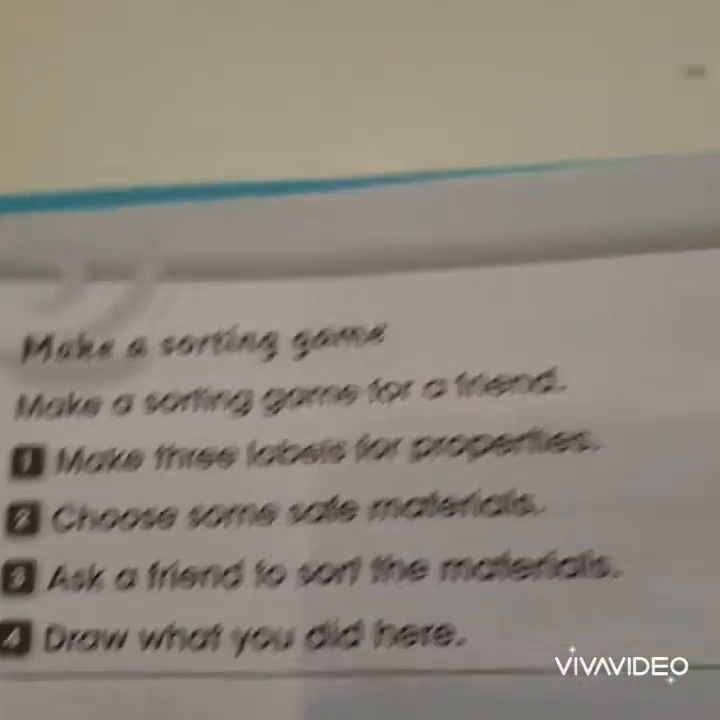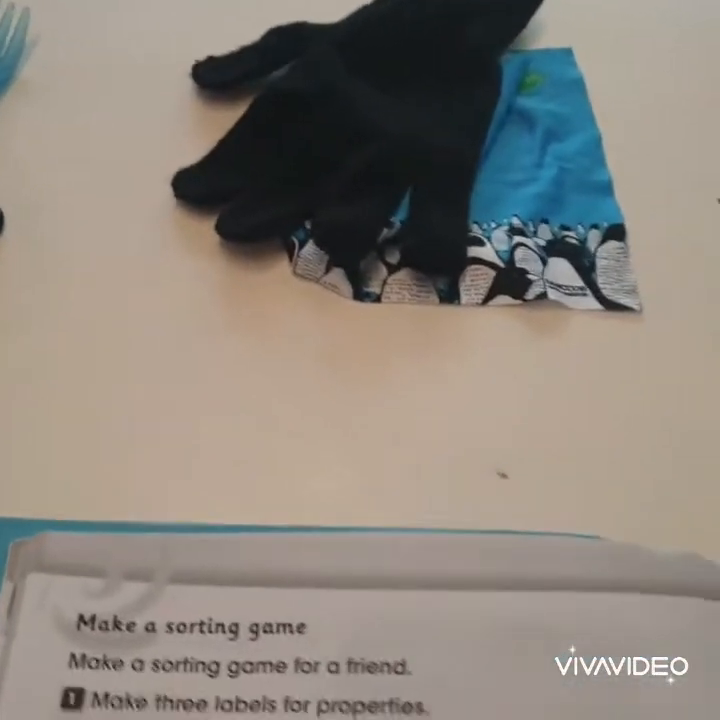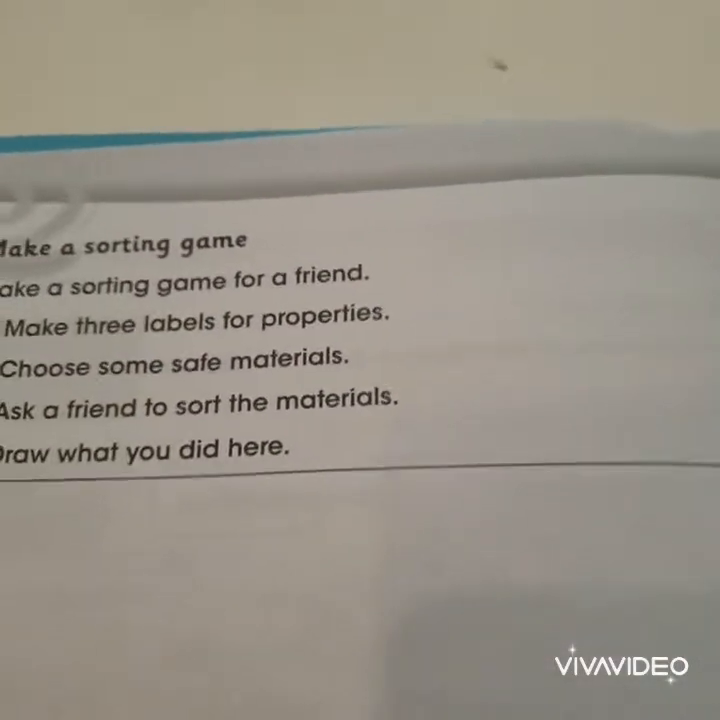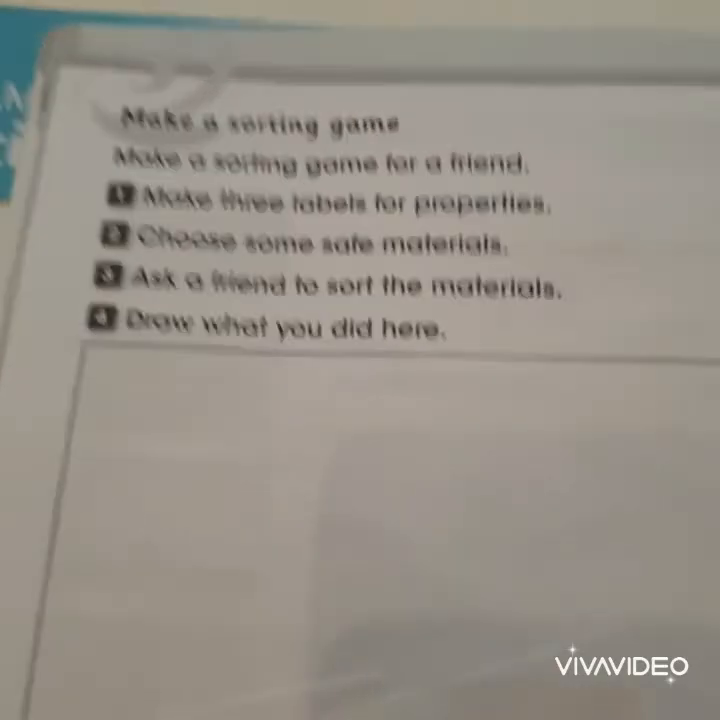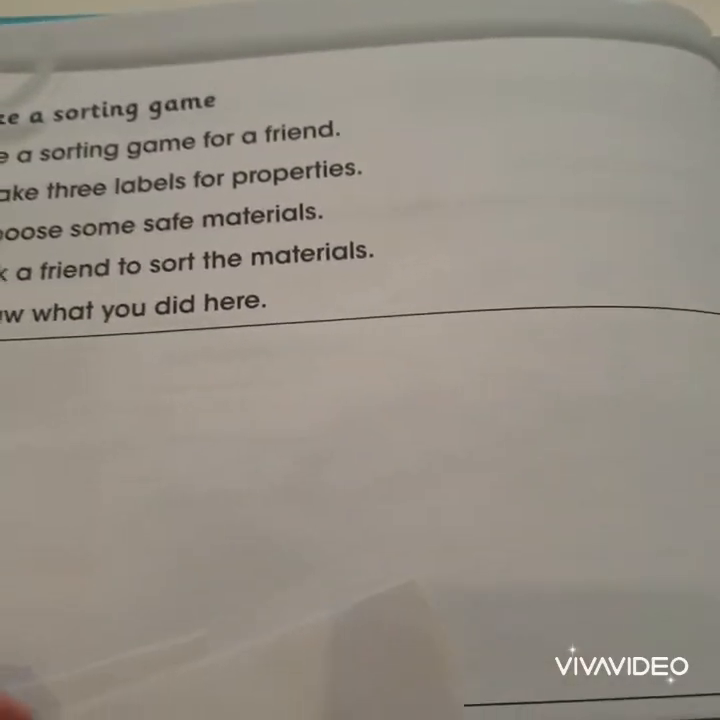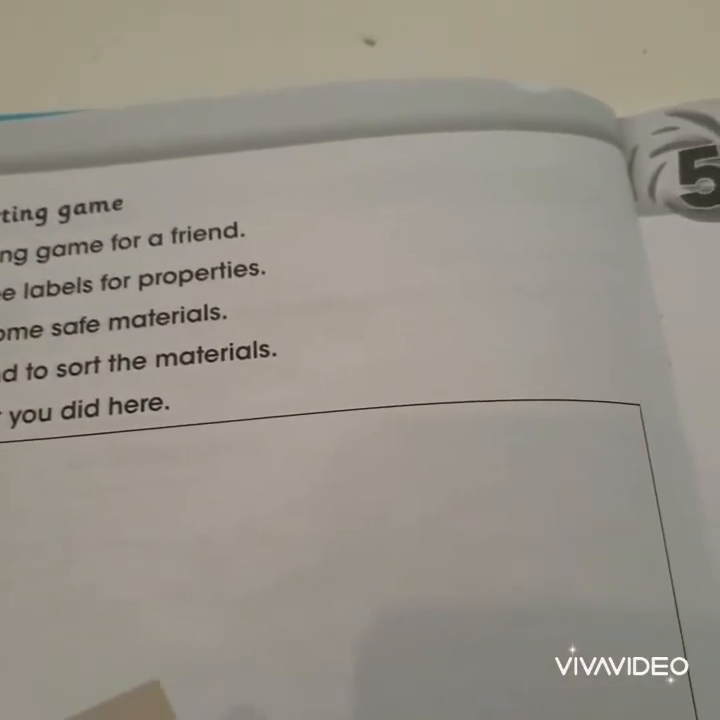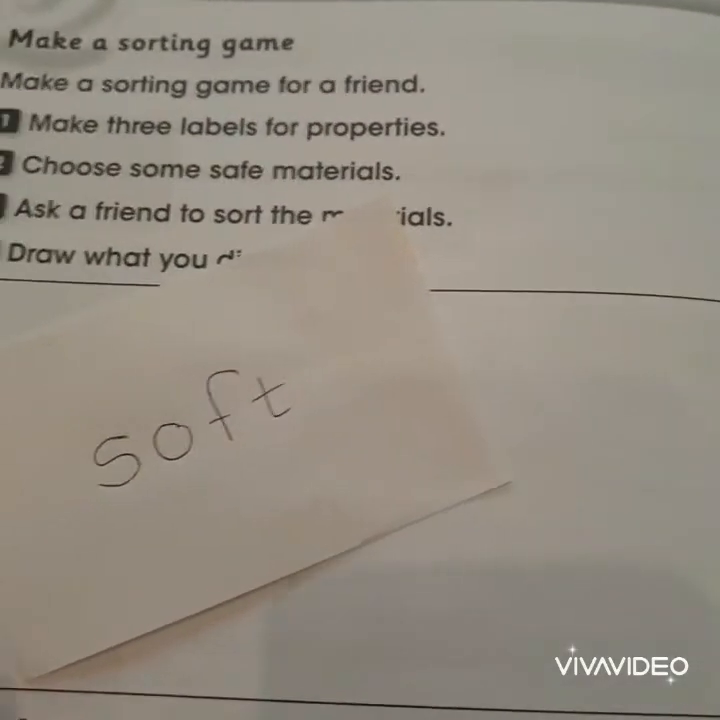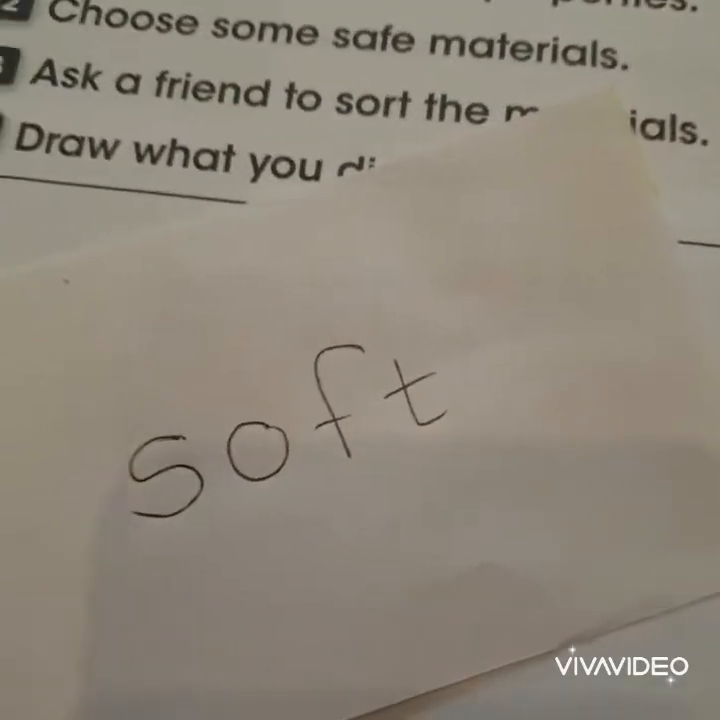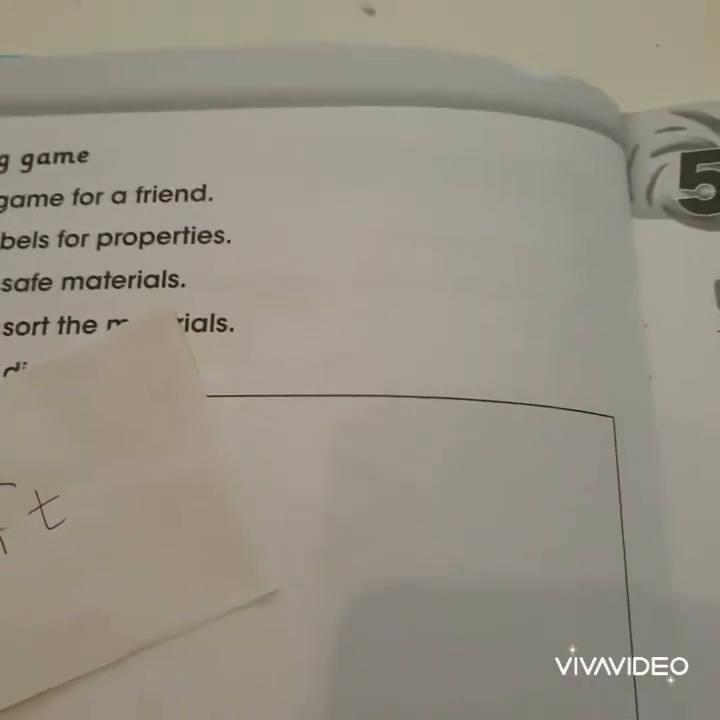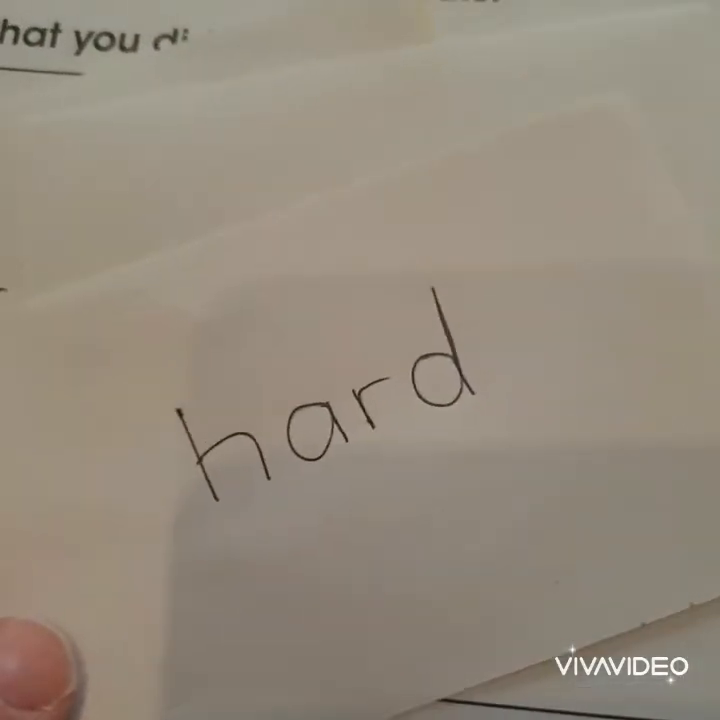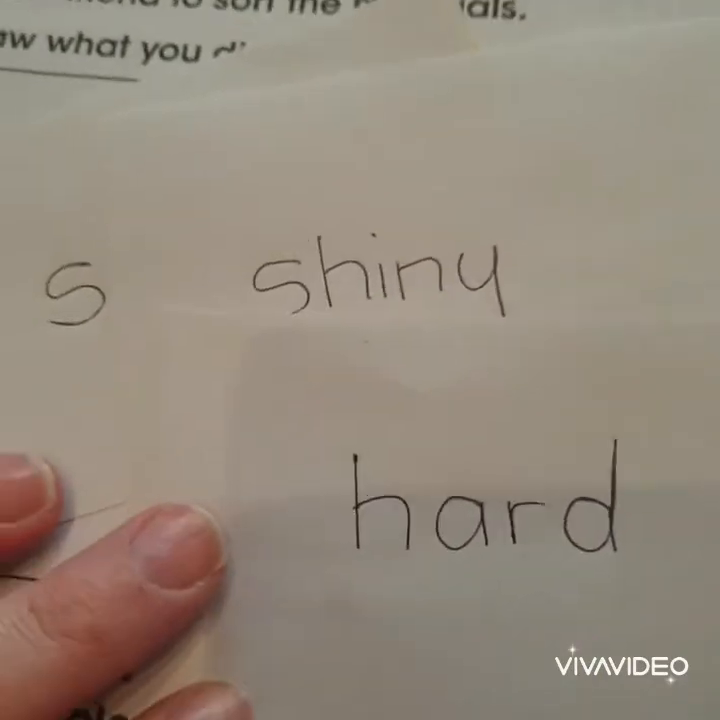All right, so this is where you're going to make a sorting game. Again, you'll gather a bunch of materials. You can do a lot more than Teacher Marisa has gathered here. And you're going to make 3 labels for properties. So when we're talking about properties, we're not talking about the materials here. We're talking about what it feels like, or how we can identify it by touch or by sight. So here we have soft is a property of materials. Shiny is a property of materials, and hard, how hard something is, is a property.